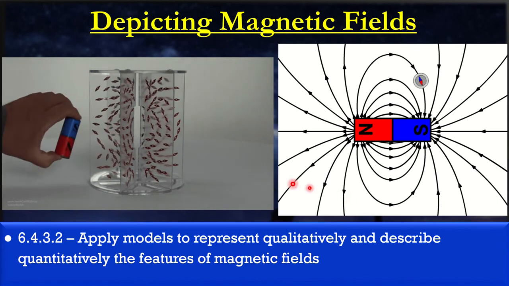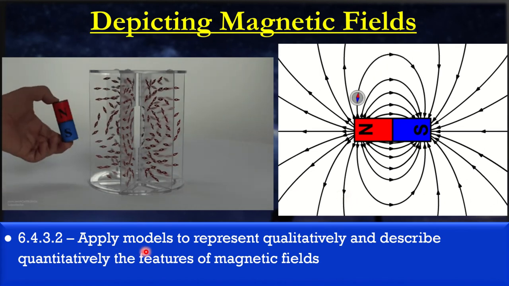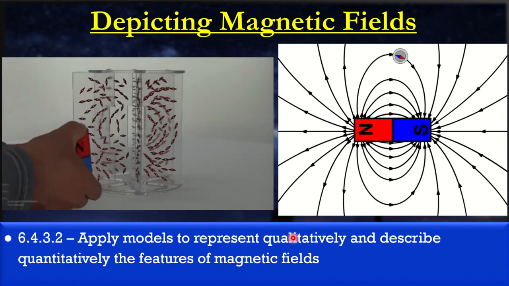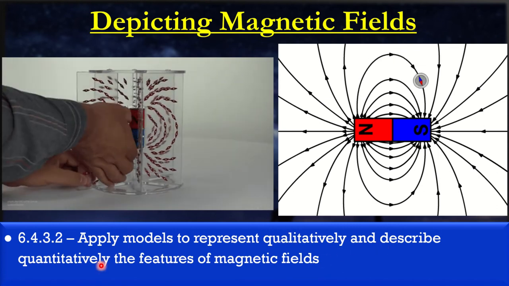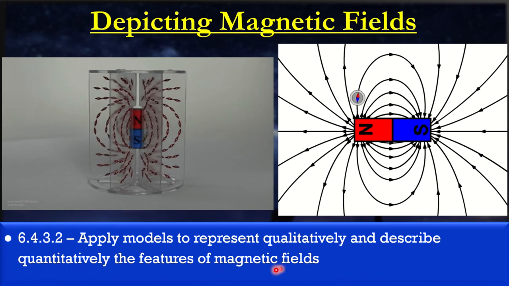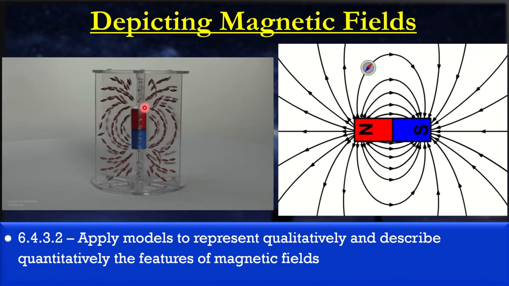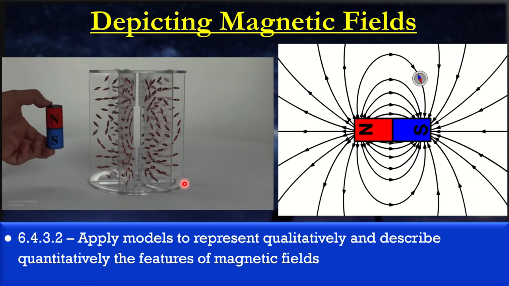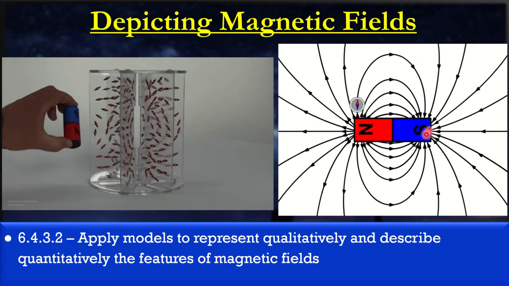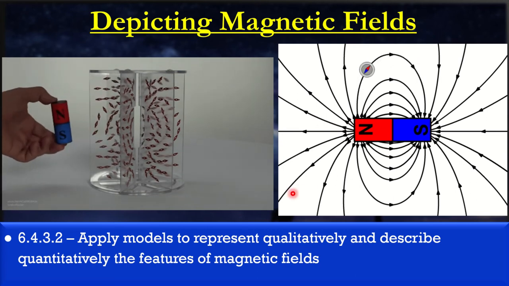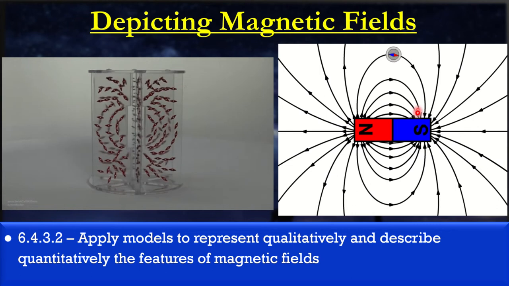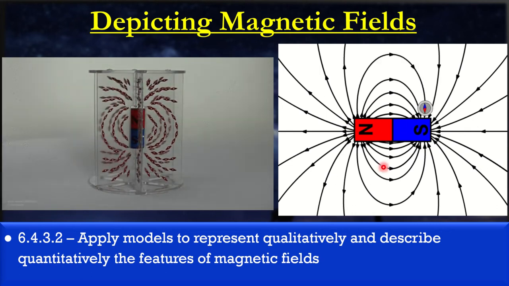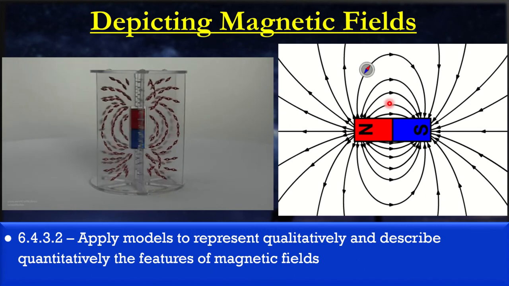Okay, so as you can see, the dot point we're looking at is that we're trying to apply some models to represent qualitatively, that is, in descriptive words, and describe quantitatively the features of magnetic fields. You can see the magnetic field structure. It's very similar to what you can see of two point charges in an electric field. They do behave slightly differently from when charged particles interact, so keep that in mind.